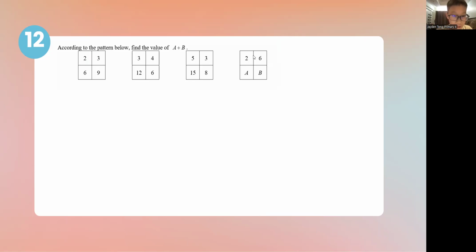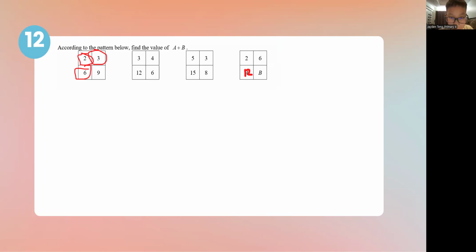Now to find B, this is what I did. Can I annotate? Sure. I did top right multiplied by bottom left, which gives you 18, divided by top left, which gives you 9.